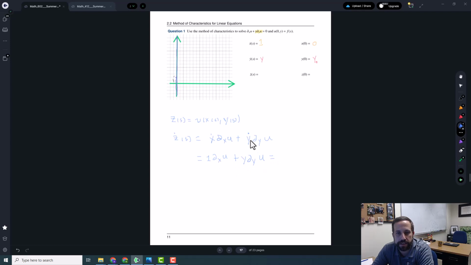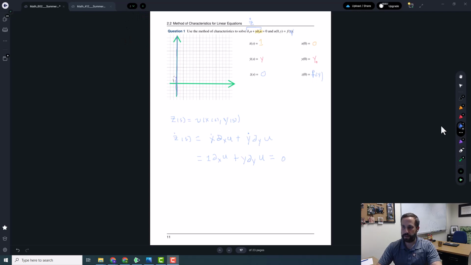Okay, and now this is just the left-hand side of the PDE because, as always, this part right here involving the partial derivatives is always going to be z dot. So z dot is equal to 0. So z dot of s is equal to 0. And then z of 0 is just going to be u of x naught, y naught, which is, so there's a typo here. That should be y. This is f of y. F of y. Okay.